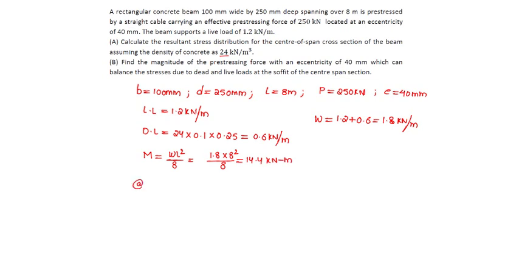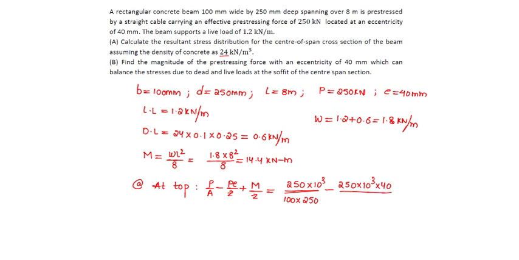So the pre-stressing stress at top will be equal to P by A minus PE by Z plus M by Z, that is equal to P is 250 kilonewtons, so 250 into 10 power 3 newtons by area is 100 into 250, minus P is 250 into 10 power 3 newtons into E is 40 mm by Z is BD square by 6, that is B is 100 into D is 250, so 100 into 250 square by 6, plus our M obtained is 14.4 kilonewton meter, so into 10 power 6 it converts into Newton mm, by Z is BD square by 6, so 100 into D square by 6.